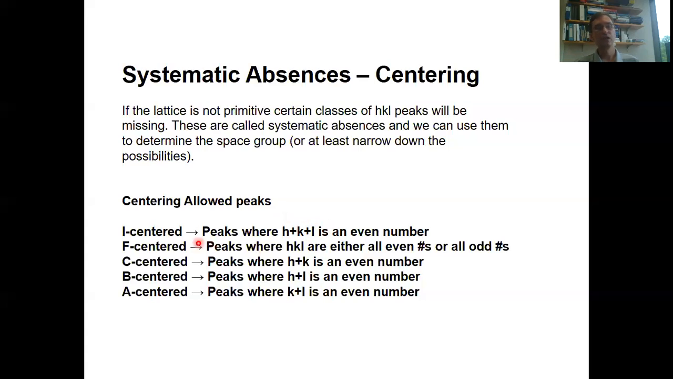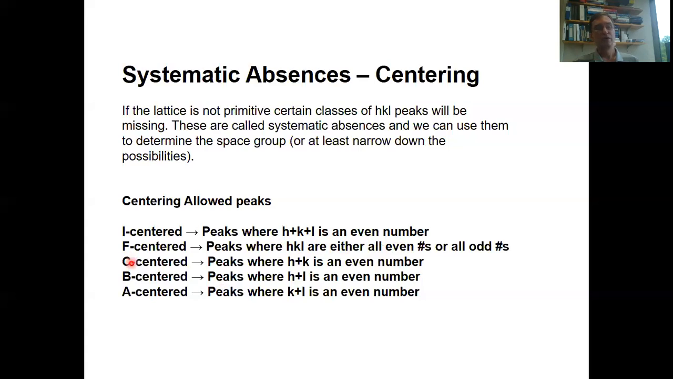If you have an F-centered cell, then you can only observe the peaks for which HKL are either all even or all odd. So for instance, you can observe a 2, 2, 2, a 2, 2, 4, a 4, 4, 8. You could also observe a 1, 1, 1, a 1, 1, 3, or a 1, 3, 5. But you could not observe, for instance, a 1, 2, 3 peak.